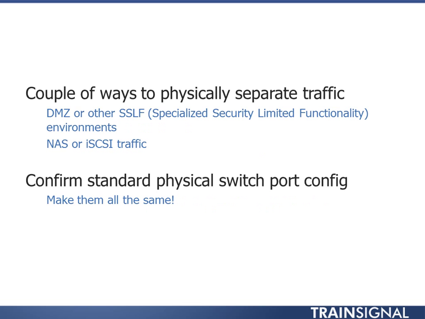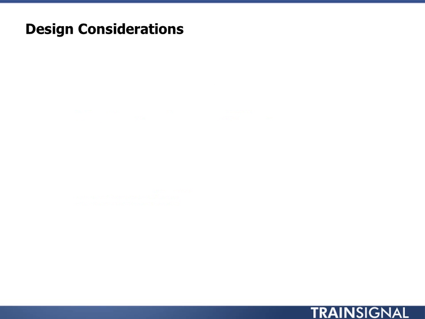And then confirm standard physical switch port config. Make them all the same. This goes whether it's vSwitches or distributed switches, but it's really important in distributed switches because of the way we do uplink groups. You may have 4 NICs that are uplink groups for your distributed switch. You want to make sure that they trunk exactly the same VLANs, the same configuration, the same edge port mode for spanning tree, all that. You don't want one to be odd, because that'll cause you a problem later when you go to trunk a new VLAN. So confirm those are all the same.